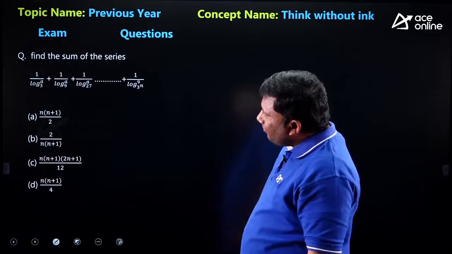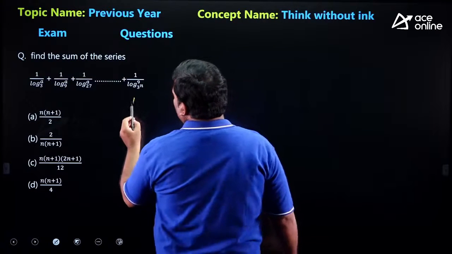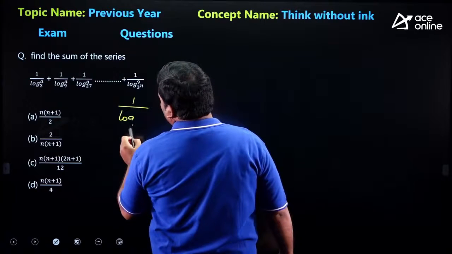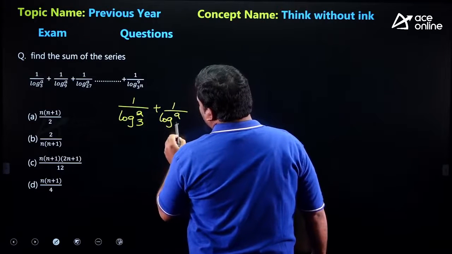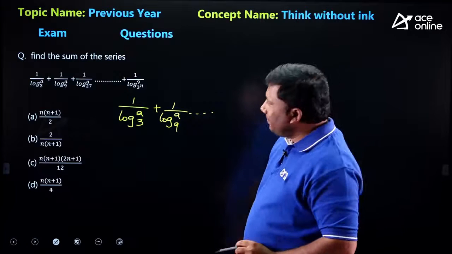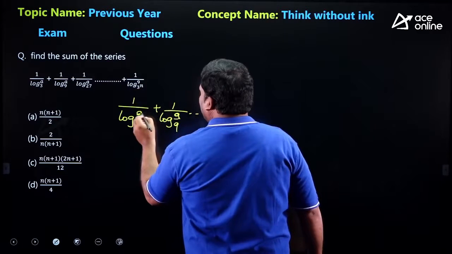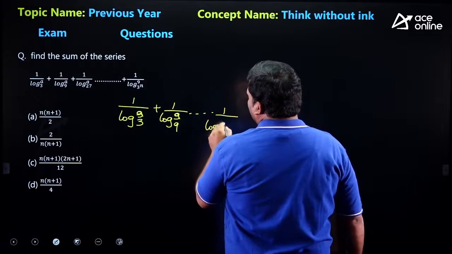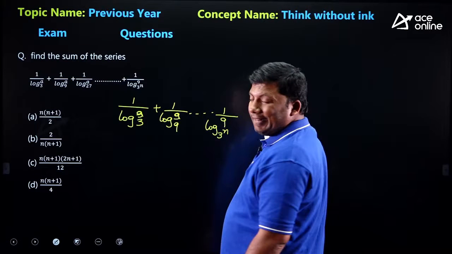See here. 1 by log a base 3, plus 1 by log a base 9, and so on, up to 1 by log a base 3 power n.